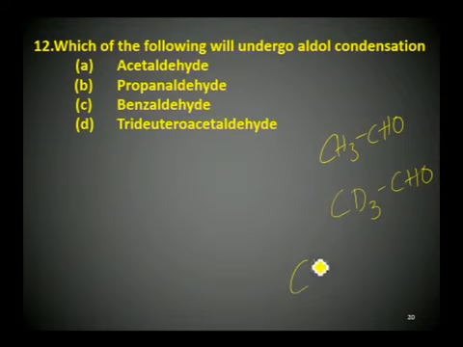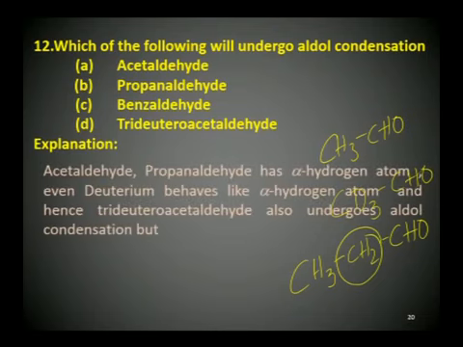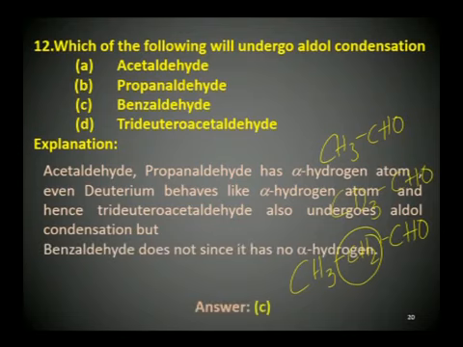Propanaldehyde means CH3CH2CHO. In this, the second carbon atom is the alpha carbon atom, and it has 2 hydrogens. So, 2 alpha hydrogens are there. Only benzaldehyde is a compound which does not have any alpha hydrogens. So, the answer is C.